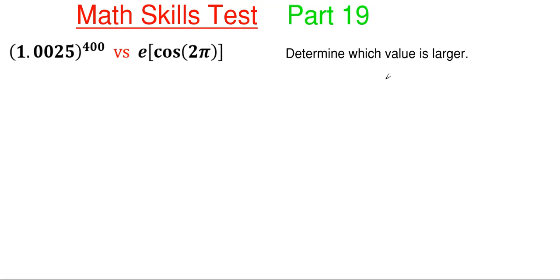So what we have going on here is our math skills test series, and this will be our 19th video in this series. And we have to determine which one of these two values shown on the screen is larger. So we have 1.0025 to the power of 400 versus e times the cosine of 2 pi.